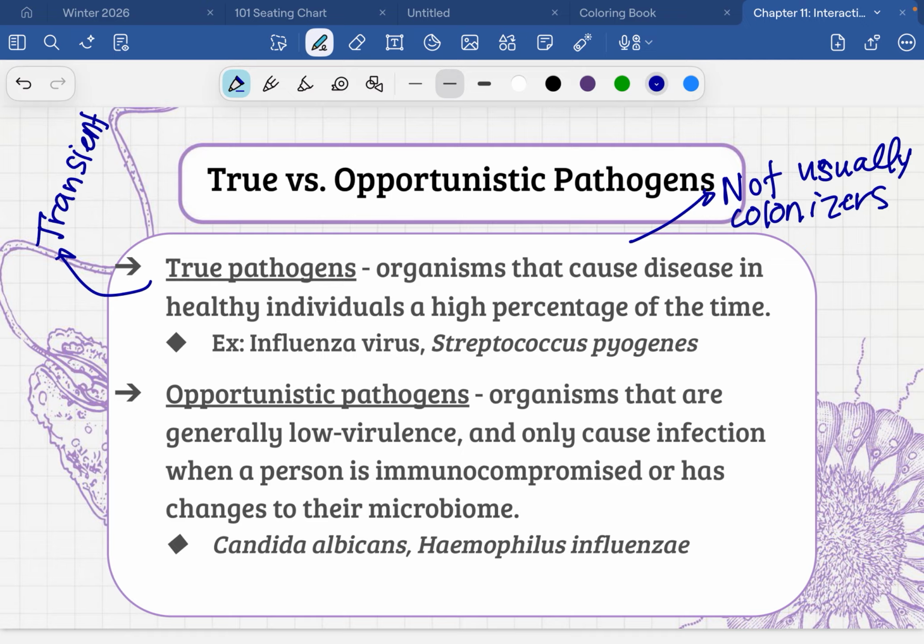They can hang around, they can be colonizers. They only cause infection when a person is immunocompromised, meaning that their immune system is down, or something has changed to the microbiome, or there has been some change in the environment or something else. They're usually only going to cause infection when they're given the opportunity. Okay, so that's why they're called opportunistic pathogens.